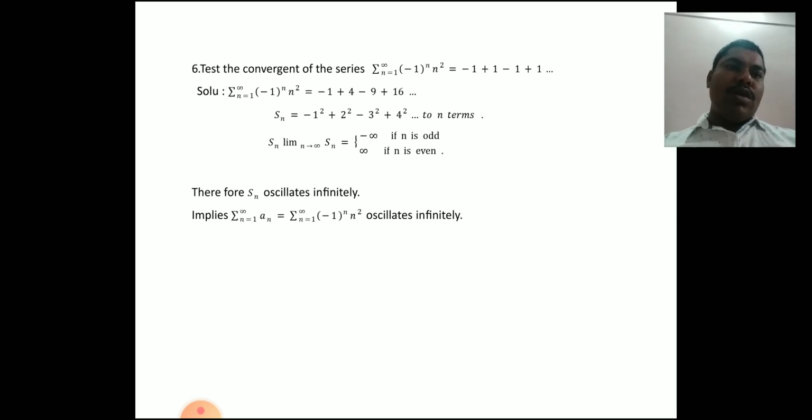So here apply the limit. So limit of Sn as n tends to infinity is equal to, here we get minus infinity if n is odd, then we get plus infinity if n is even. So that means the sequence Sn oscillates infinitely between minus infinity and plus infinity. Therefore the series summation an oscillates infinitely.